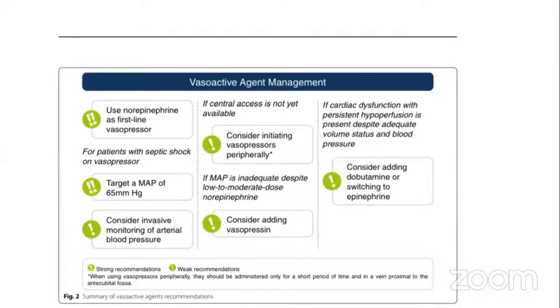Sepsis per se is associated with cardiac dysfunction and persistent hypoperfusion. So inotropes can also come in handy in management of Takotsubo. And in this instance, the first line is usually dobutamine, and you can also add or switch to epinephrine.